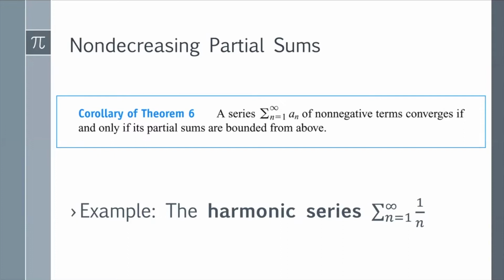So to turn that into a useful fact about series, we have this corollary. A series of non-negative terms converges if and only if its partial sums are bounded from above. As an example of using that corollary, we're going to look at the so-called harmonic series, the sum going from n equals 1 to infinity of 1 over n. This is a very important series. We refer to it a lot.